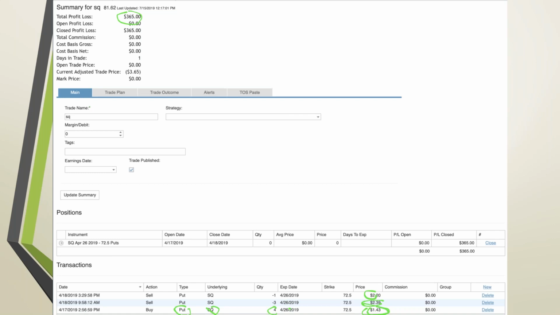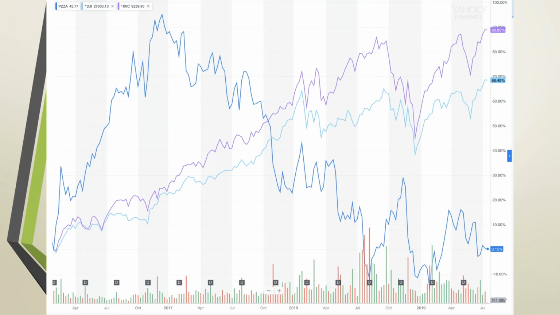Let me show you another example of the formula in action. This is one of my favorite ones. This is Papa John's Pizza. So in the dark blue over here, you can see Papa John's. In the light blue, you see the Dow, and in purple, you see the NASDAQ. So at this point, you see the markets are all going up. Papa John's is weak in a strong market.